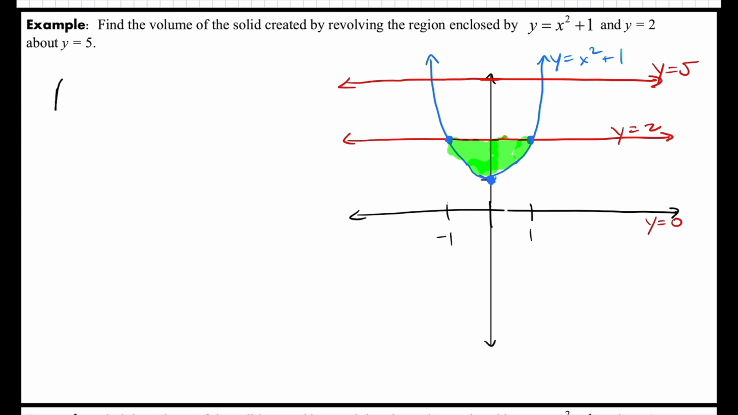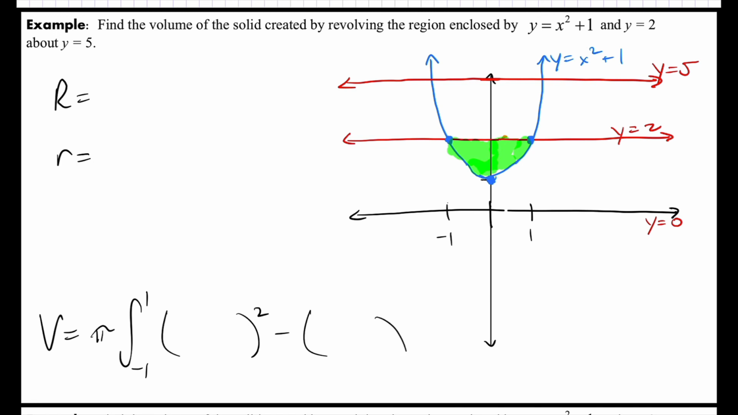So we got to find R first. Then we got to find little r. Then once we do that, we can plug it into this guy. Okay. All right. So here we go. Big R starts from the axis of revolution. The axis of revolution is y equals 5. Right there. I'm going to start right there. This time I can't go up. I got to go down. You're going to go down to hit the outer boundary.